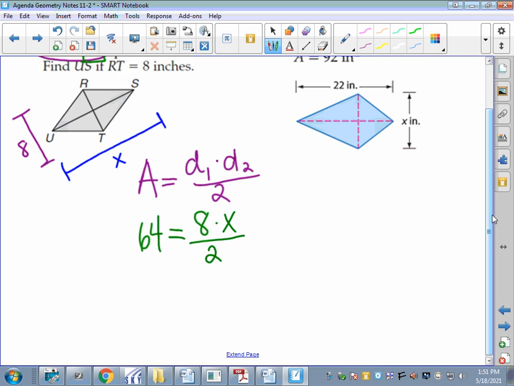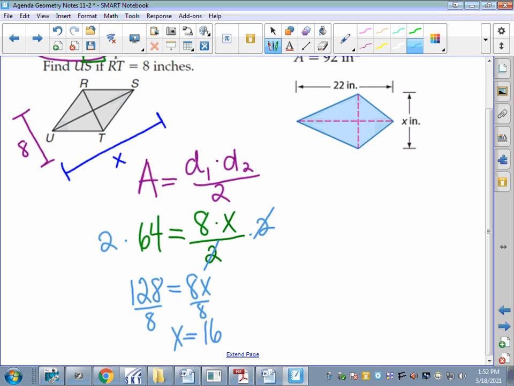I'm not sure which way you're going to solve this. If you just notice that there's a 2 in the denominator and you don't like fractions, you're going to multiply both sides by 2. Perhaps you're one of those sneaky people who noticed that you could have done 8x and divided by 2 and got a 4x. Anyway it goes, you'll get the same answer. After you divide, you will always get x is equal to 16. And that's just in inches because there is no square. We already know the area. We're finding just the length of one of those diagonals.